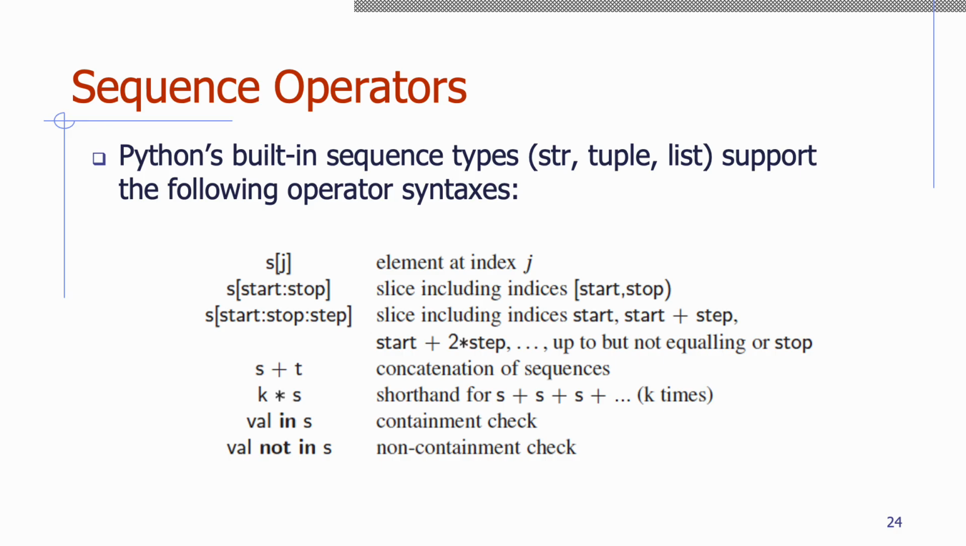We have S plus T for concatenation of sequences. We have multiplication. We also have value in S. We have value not in S. The notation val in S can be used for any of the sequences to see if there is an element equivalent to val in the sequence. For strings, this syntax can be used to check for a single character or for a larger substring.